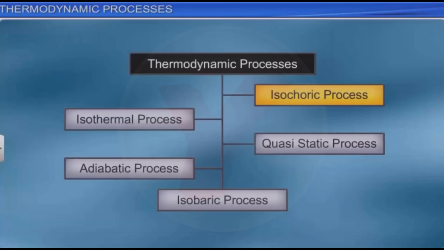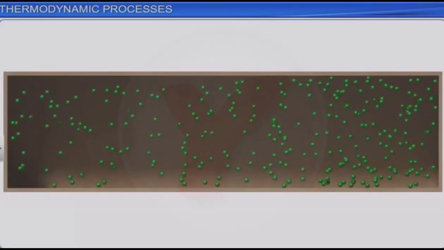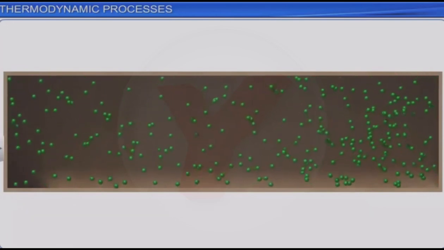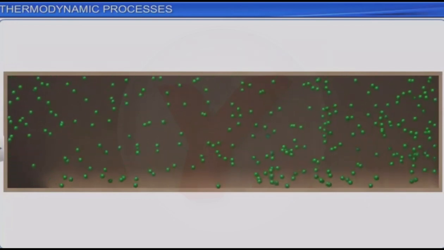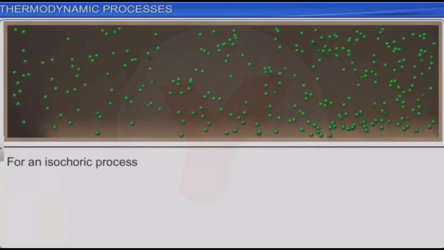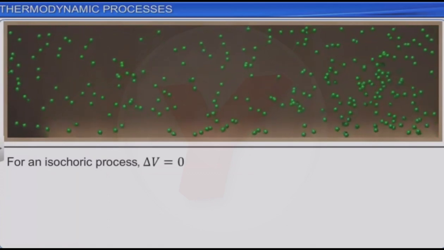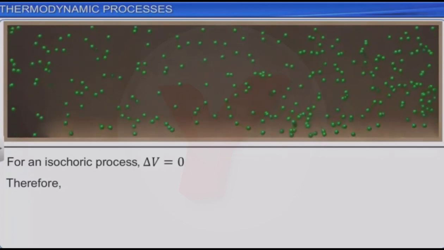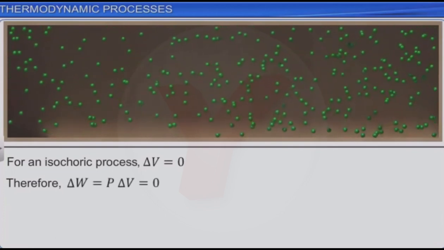Another important thermodynamic process is an isochoric process. In an isochoric process, the volume of the system remains constant. Heating a gas in a box of fixed volume is an example of an isochoric process. For an isochoric process, ΔV = 0. Therefore, the work done by the system, ΔW = PΔV, is equal to 0.